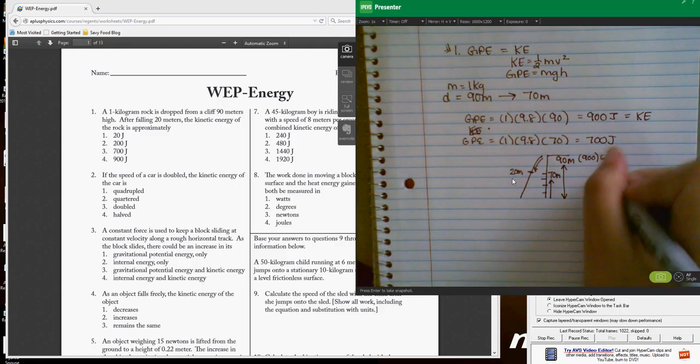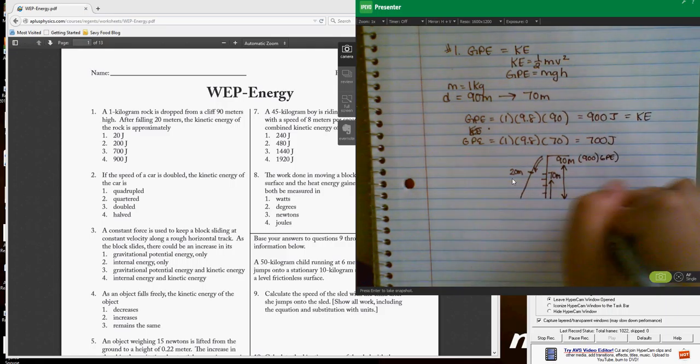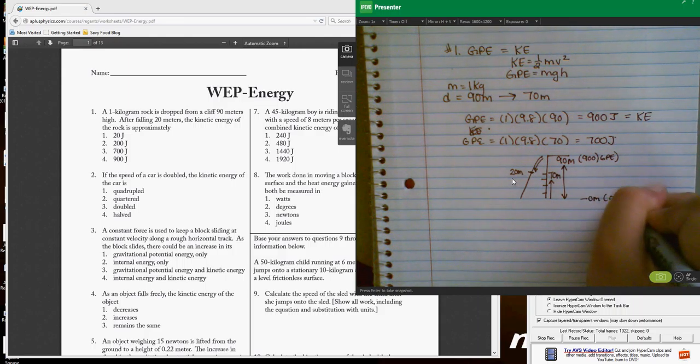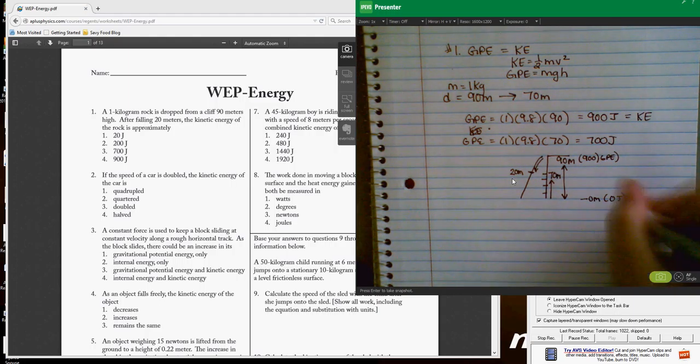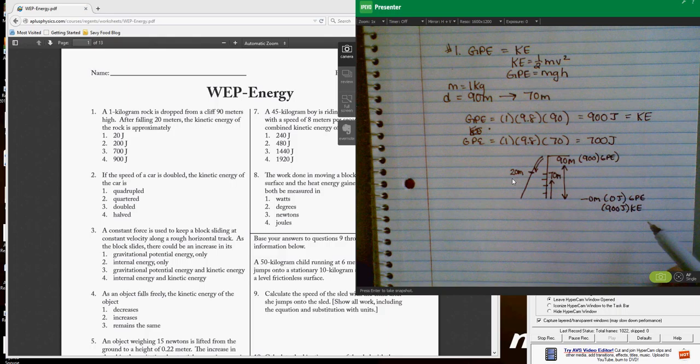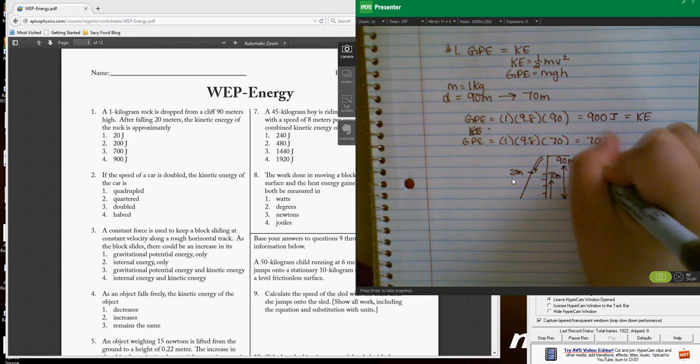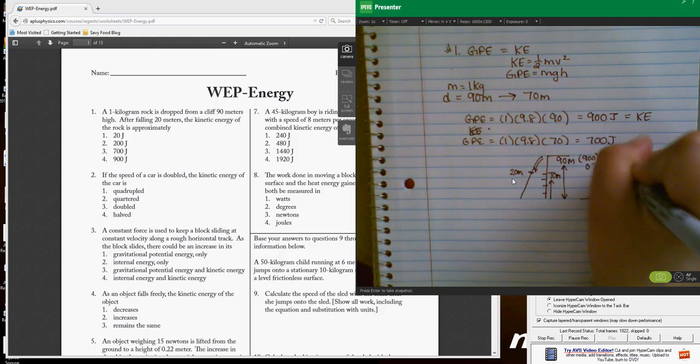GPE at the very bottom, at 0 meters, is going to be 0, because we have no gravitational potential energy if we don't have any height. That means that kinetic energy at the bottom, right before it hits the ground, is going to be 900. So kinetic energy up here then would have to be 0.